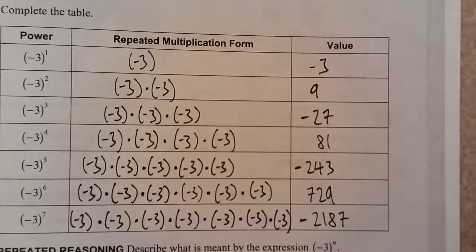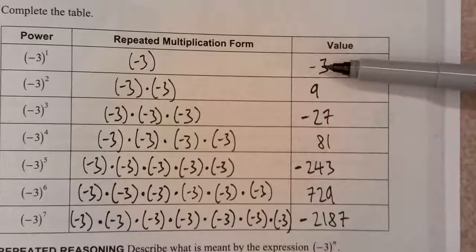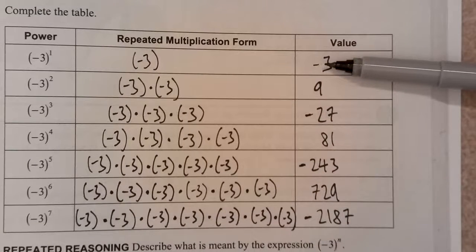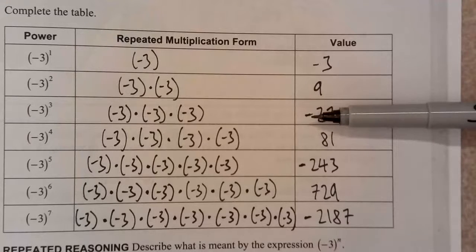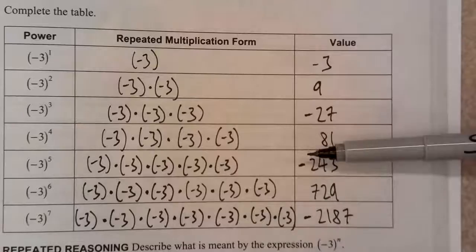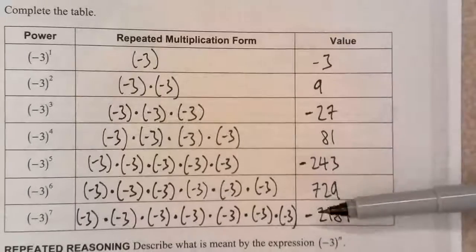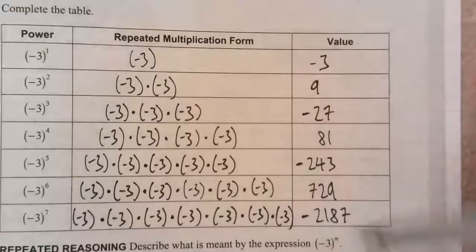Now, the other thing to notice is what is going on with the negative and the positive. I have negative 3, positive 9, negative 27, positive 81, negative, positive, negative, positive, and it turns out that that does alternate every time.